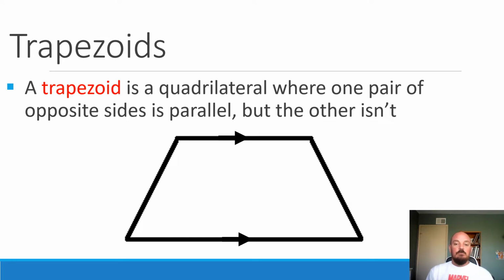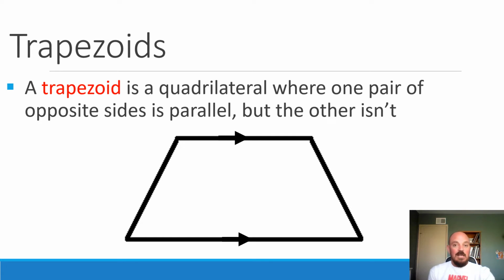So here's a trapezoid. You have a quadrilateral, four sides. The top and bottom are parallel. You can tell because I put the little arrows on them. And then the left and right side are definitely not parallel. They're not even close. So you can tell this is definitely a trapezoid. One pair of opposite sides is parallel, the other isn't.